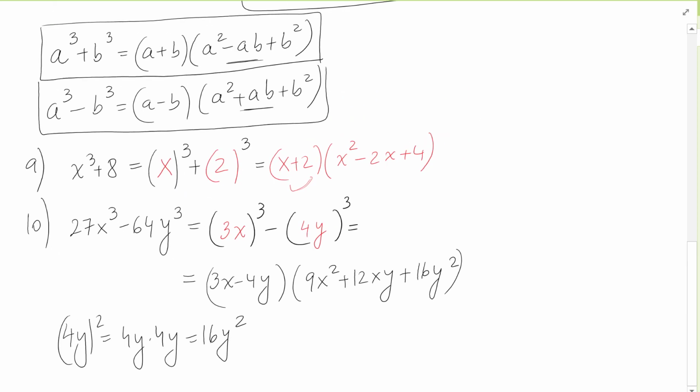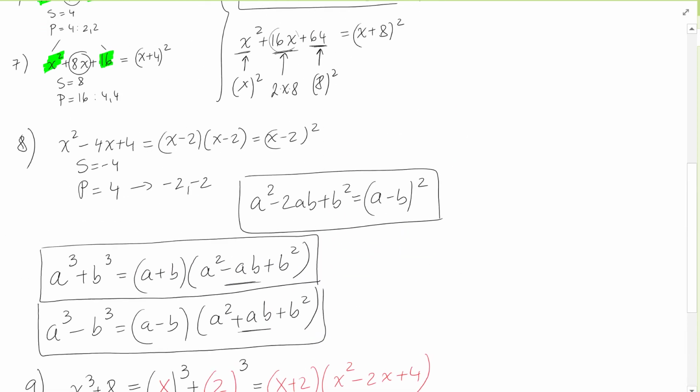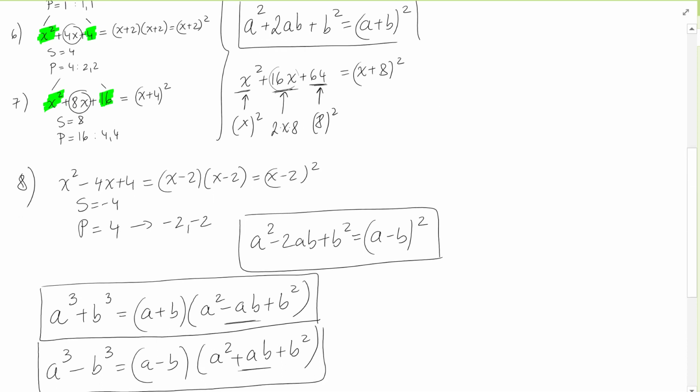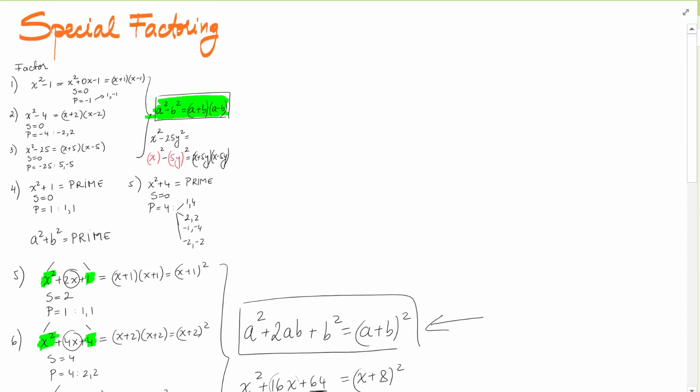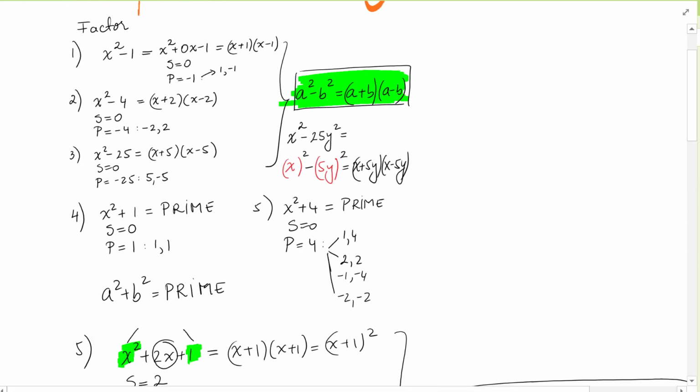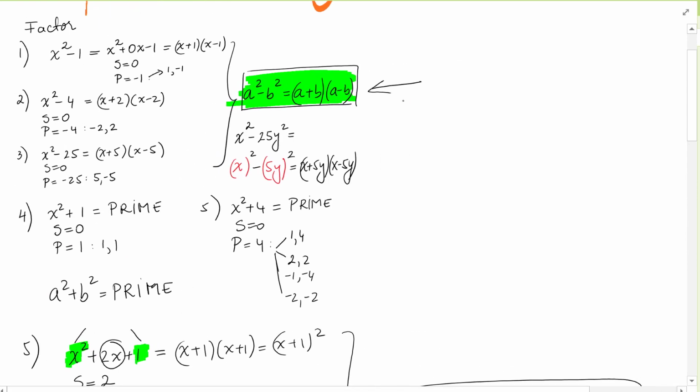So we have learned a few formulas, right? Difference of cubes, sum of cubes, perfect square trinomial, another perfect square trinomial, and difference of two squares. There is no sum of two squares.